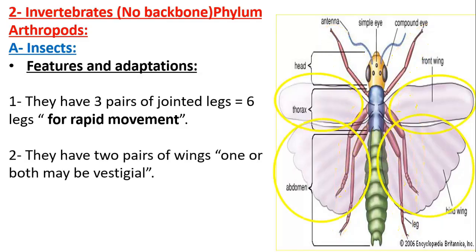They have 2 pairs of wings. One of them might be vestigial. What does vestigial mean?